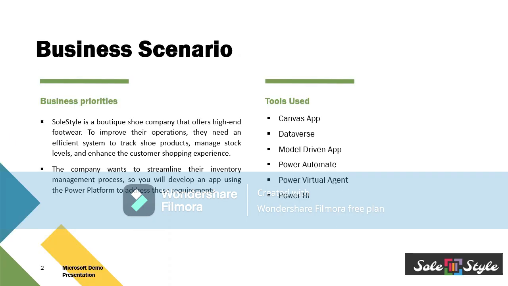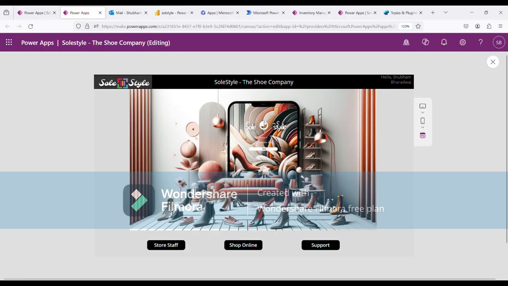The scenario given to us is of a shoe company called SoleStyle, and they want to improve their operations and streamline their processes by an efficient system where they can track the shoe products, manage the stocks, and give customers a better experience. So this is how the main landing page of the application looks like.